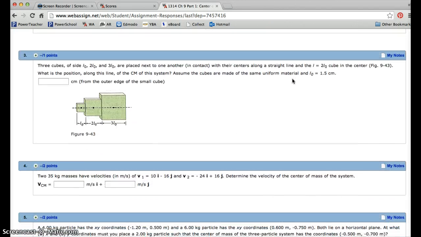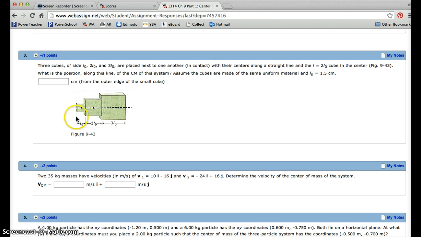In number 3, we're trying to find the center of mass of the system measured from the left edge of the system. So we're going to treat these 3 cubes as 3 masses. We don't know the mass of the cubes, but we know their relative dimensions. So if this cube has a mass of m, then this is 2 times 2 times 2, so this is 8m. 3 times 3 times 3 is 27m. So m1, m2, and m3, we now have something to call their masses.